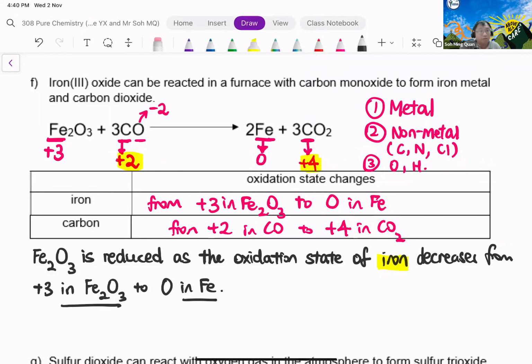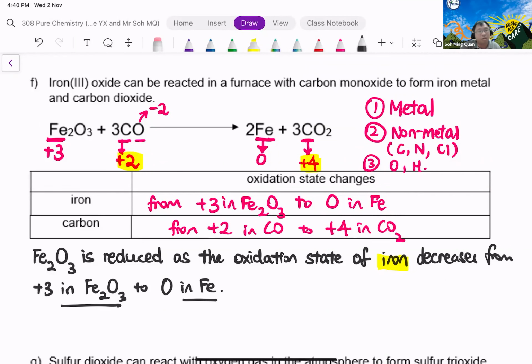So Fe2O3 is reduced because the oxidation state of iron decreases from +3 in Fe2O3 to 0 in Fe. Okay, so now the next one, of course, is CO. That's the other reactant. So obviously, when Fe2O3 is reduced, that means automatically CO is oxidized. Recall that is redox. In a redox reaction, if one reactant is reduced, the other one is oxidized.